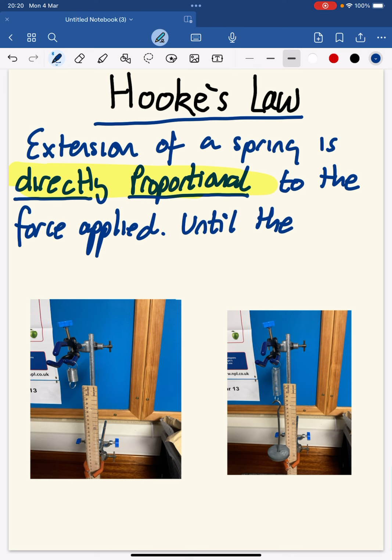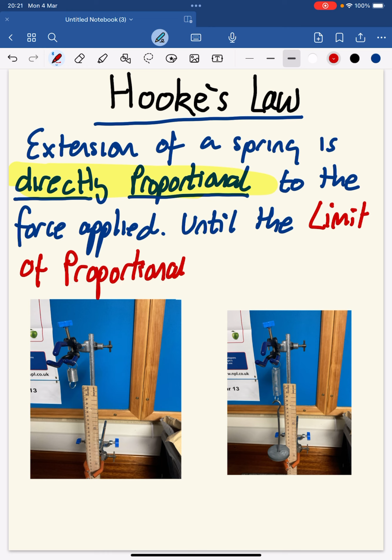Now, if you are writing some notes down, I suggest you write down what I have just written here, and then you can base some other notes around it. So until the limit of proportionality is exceeded. Now, the limit of proportionality, as it suggests, is the point where it no longer is proportional. So it's no longer directly proportional.